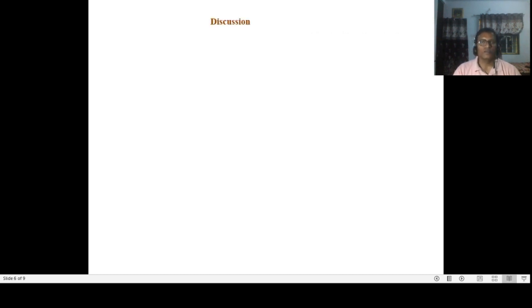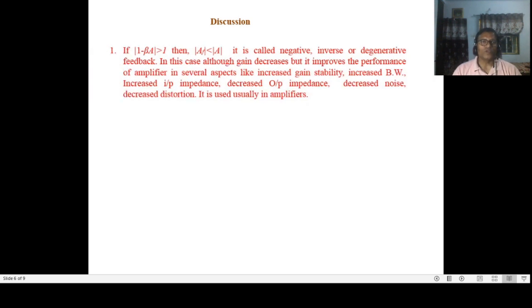Now discussion. So 1 minus beta A, you should remember, is nothing but the quantity in the denominator of the positive feedback. So if that quantity is greater than 1, then AF is less than A, that is its meaning, gain of the amplifier with feedback is less than A. So it is called the negative feedback, or inverse or degenerative feedback.